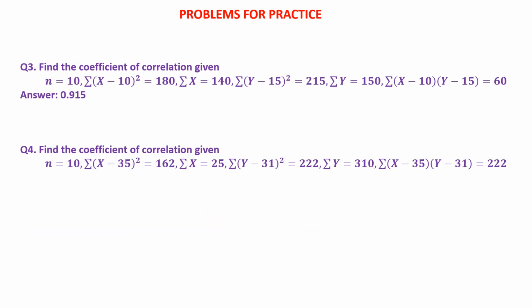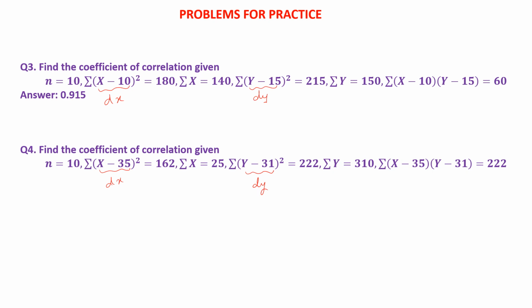And these two are the problems where we did in problem number 2 by using the assumed mean method. So we take x minus 10 as dx here, y minus 15 as dy. Similarly, x minus 35 as dx here, y minus 31 as dy. Apply the assumed mean formula, calculate sigma dx, sigma dy. That's where the main problem lies. And then, of course, the substitution in the formula to get the value of rho.